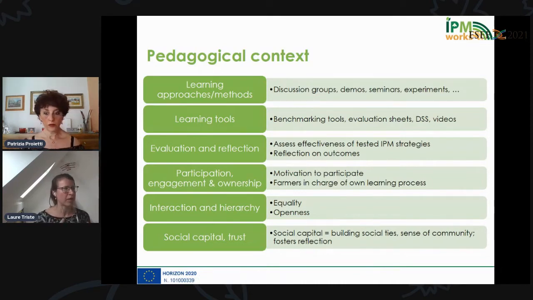Then the participation, engagement, and ownership, the interaction and hierarchy, and social capital and trust, they all also have a big influence on this pedagogical context, because the motivation to participate also defines the dynamics, how willing people are to learn, how effective the learning will be, and farmers should be in charge of their own learning process, so they can define their objectives themselves, can steer what steps there will be taken.